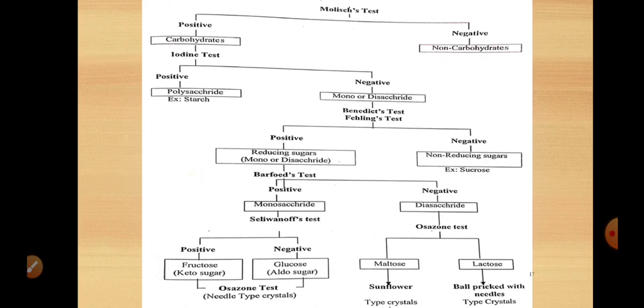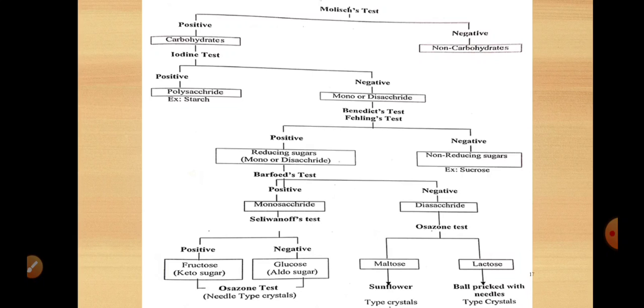When you carry out Benedict's test as well as Fehling's test, if you get a positive result, it is referred to as reducing sugars, that is mono or disaccharide are present. If they give the negative result, it is an indication that non-reducing sugar is present. Non-reducing sugar is sucrose. No doubt it is also a disaccharide, but it is a non-reducing sugar, sucrose.